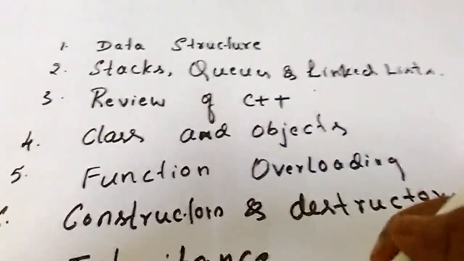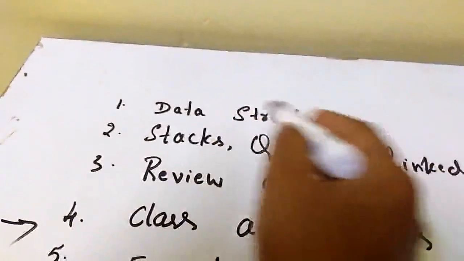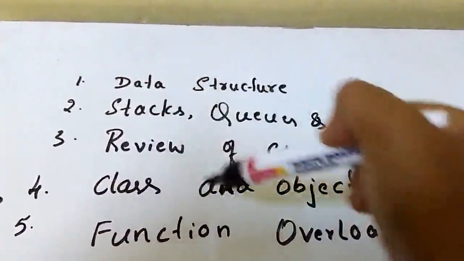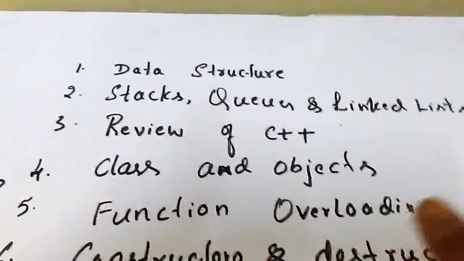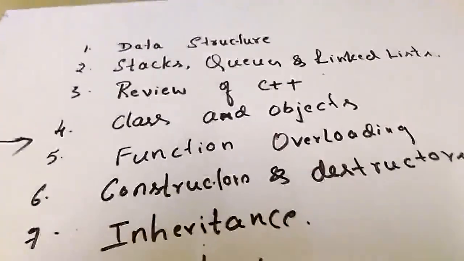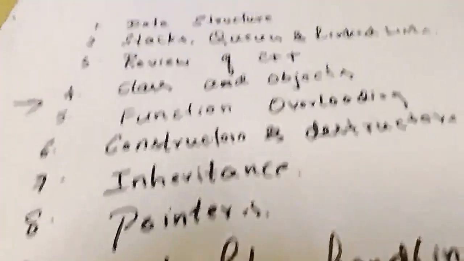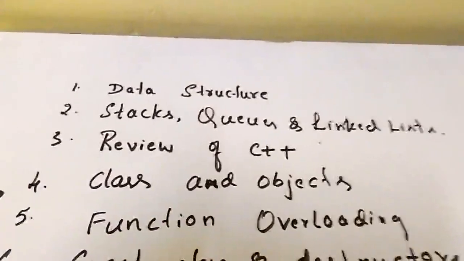This is the order in your textbook, but I'll start from class and objects, because the programs that come under these chapters are based on class and objects and these concepts. Let us start with the class and objects chapter. Apart from these chapters, there are many more chapters. These are programming oriented chapters. So I'll start from class and objects.